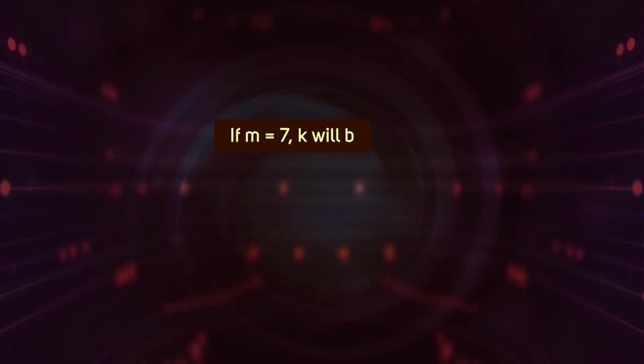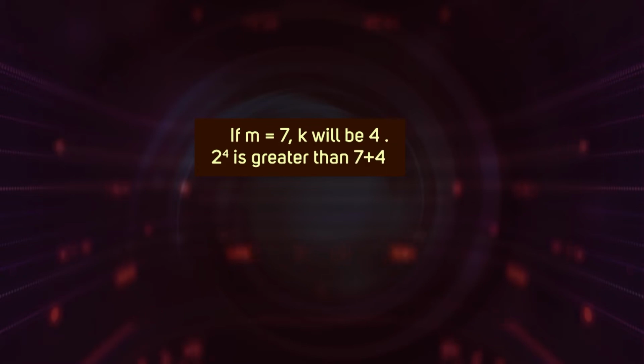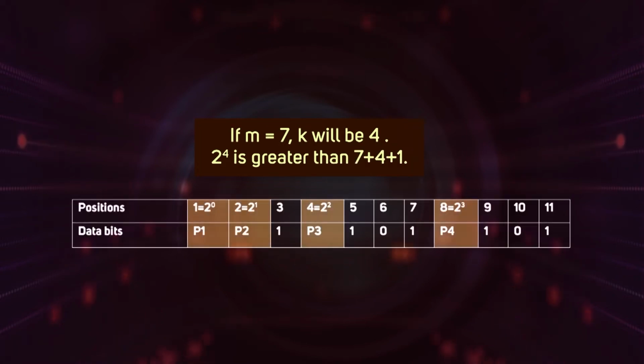If m equal to 7, then k will be 4, since 2 raised to 4 is greater than 7 plus 4 plus 1. Then the parity bit positions and data bit positions will be as given in the figure. The next task is to find the value of these parity bits. The bit positions in Hamming code are determined in such a way that each data bit is included in a particular set of parity bits.